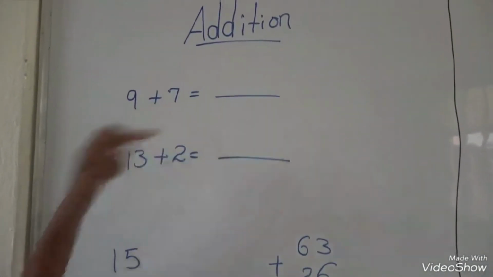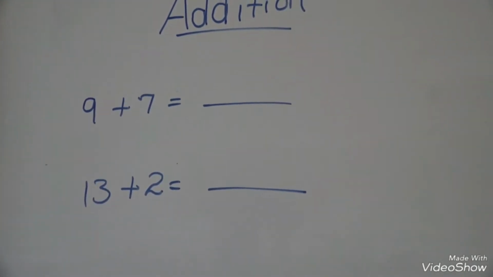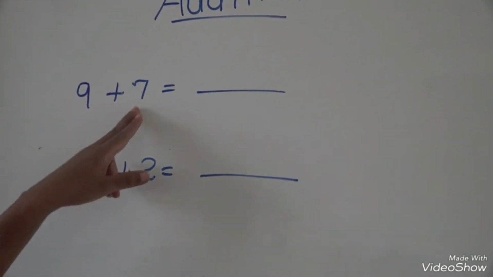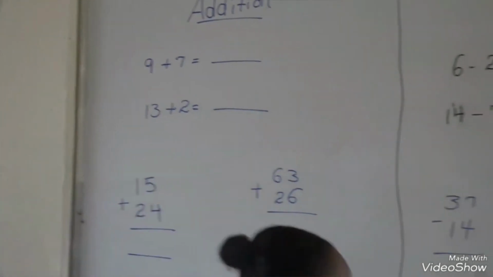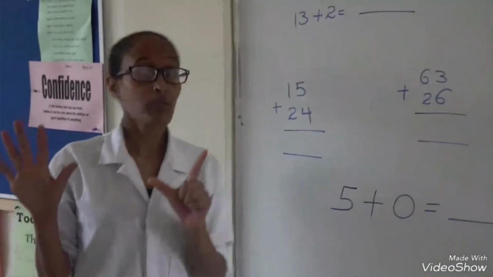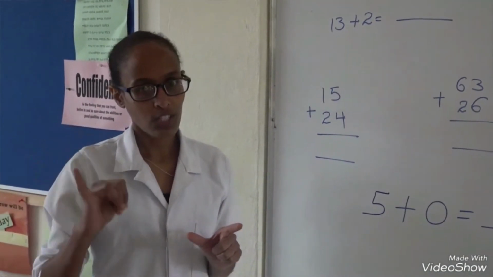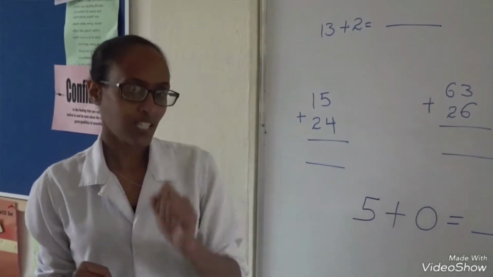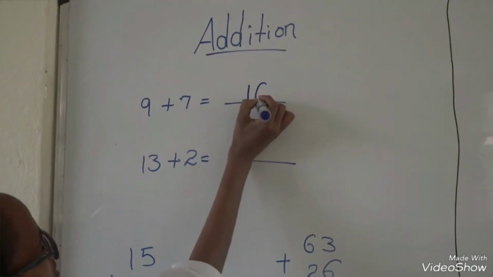9 plus 7. So the bigger number is 9, so we put it in our mind and the small number on our fingers and we count. So 9 in my mind, 7 in my fingers. 9, 10, 11, 12, 13, 14, 15, 16. The answer is 16.